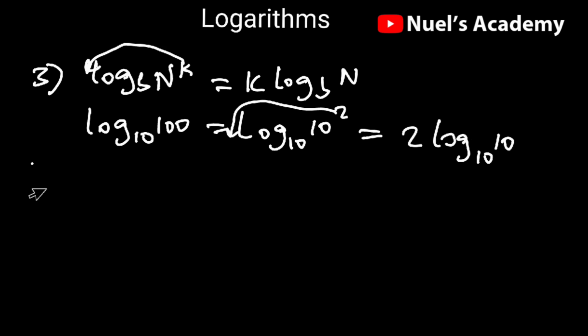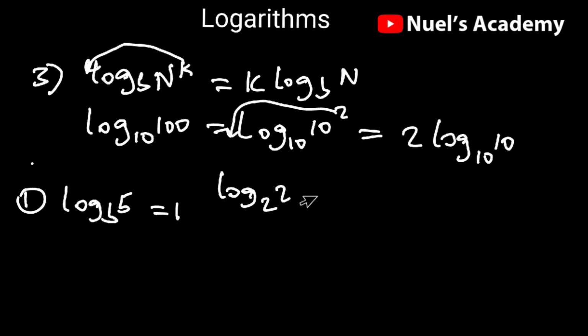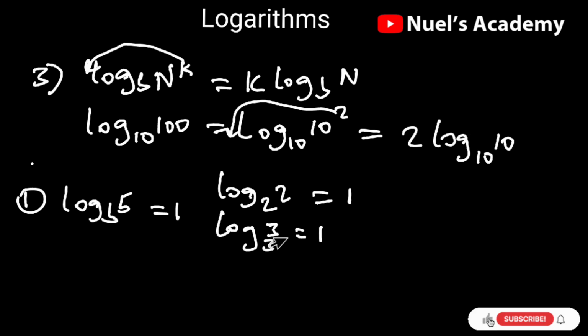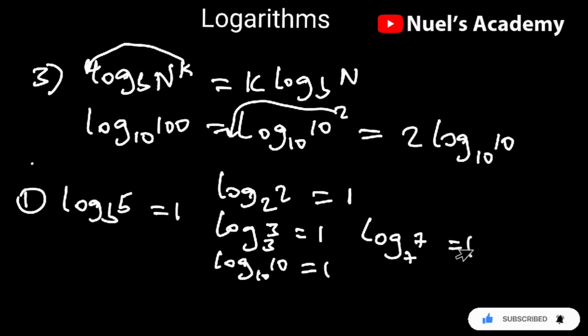So let's discuss special cases. In special case number 1, we have that log b of b is equal to 1. So it means that any logarithm to its own base is equal to 1. For example, log base 2 of 2 is equal to 1. Log 3 to base 3 is equal to 1. Log 10 to base 10 is equal to 1. Log 7 to base 7 is equal to 1. Alright, that's the concept of special case number 1.